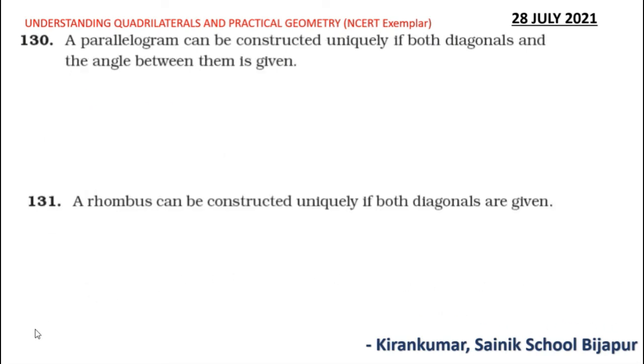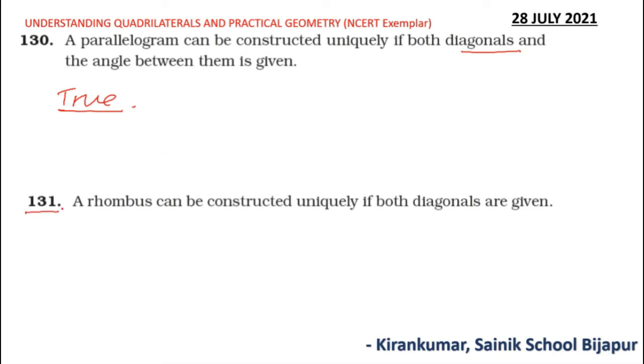Question number 130. A parallelogram can be constructed uniquely if 2 diagonals and the angle between them are given. This is a true statement. We can draw a unique parallelogram if both diagonals and the angle between them are given. It's possible. You can try this.